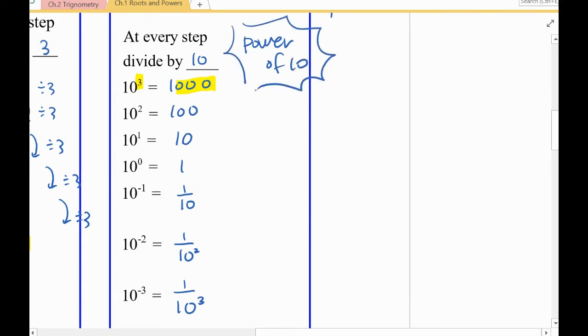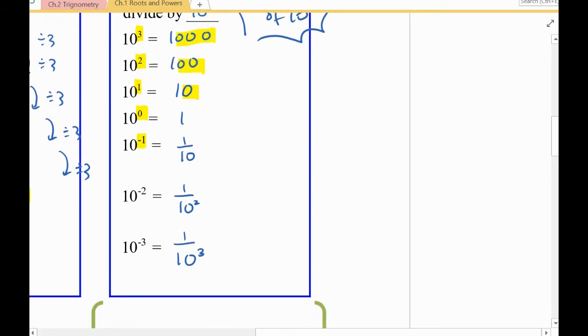Special pattern for power of 10. When you have 2 as an exponent, that means you have 2 zeros: 100. And negative 1 means you have 1 decimal place. Negative 2 means you have 2 decimal places. If you convert this to a decimal, it becomes like this. And negative 3 means you have 3 decimal places.